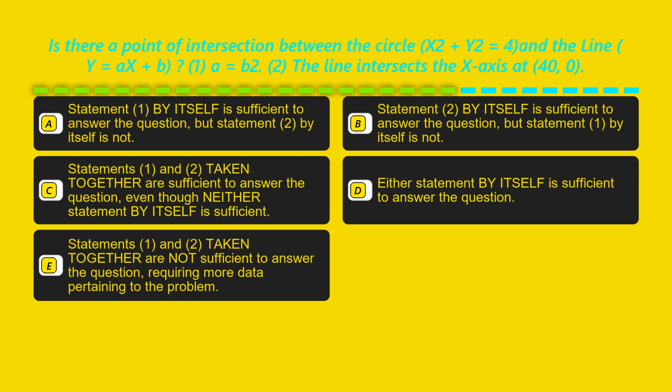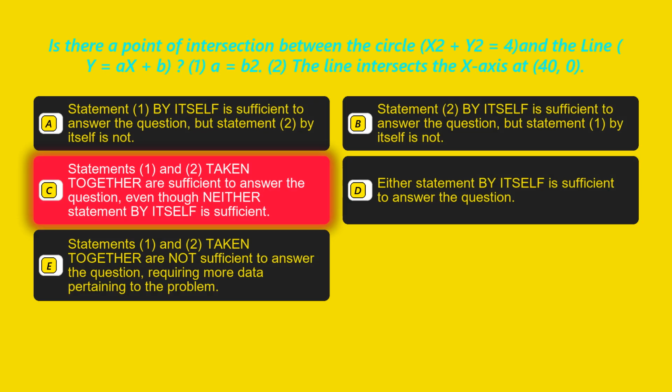Option A, statement 1, by itself is sufficient to answer the question, but statement 2, by itself is not. Option B, statement 2, by itself is sufficient to answer the question, but statement 1, by itself is not. Option C, statements 1 and 2, taken together are sufficient to answer the question, even though neither statement by itself is sufficient. Option D, either statement by itself is sufficient to answer the question. Option E, statements 1 and 2, taken together are not sufficient to answer the question, requiring more data pertaining to the problem.